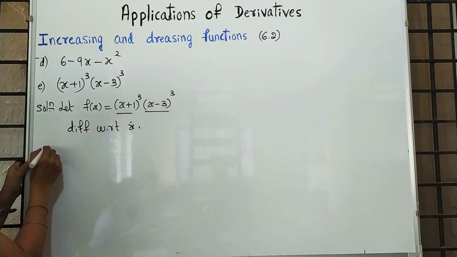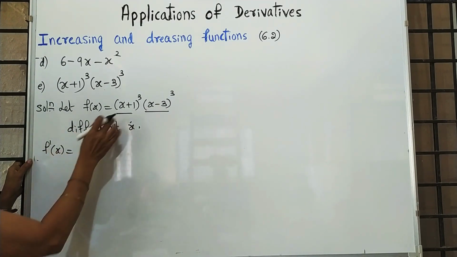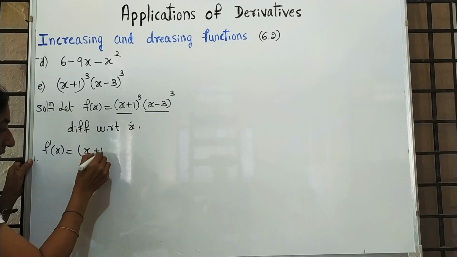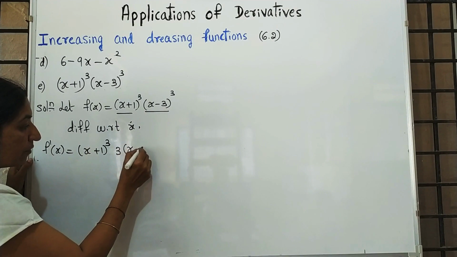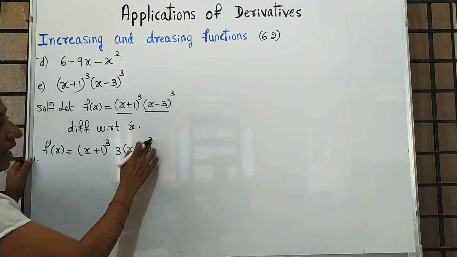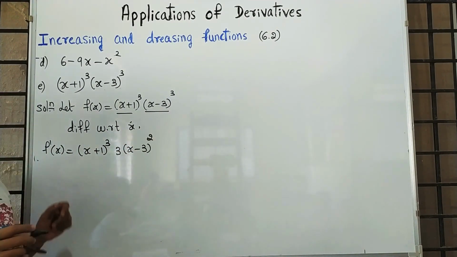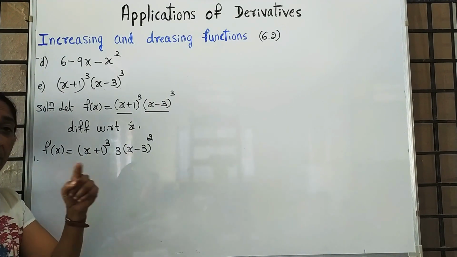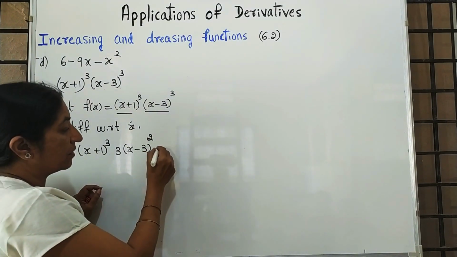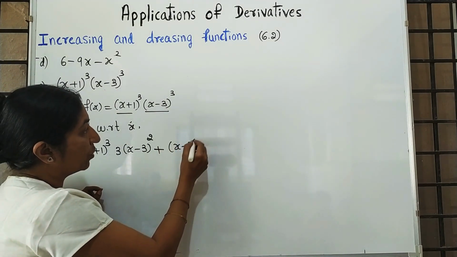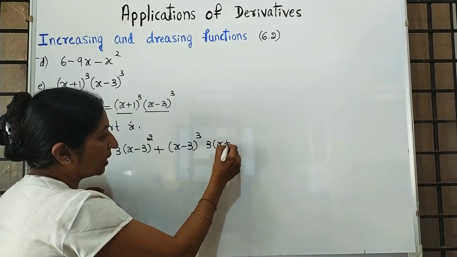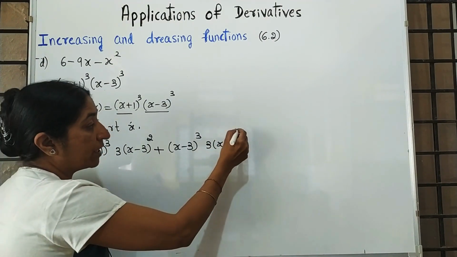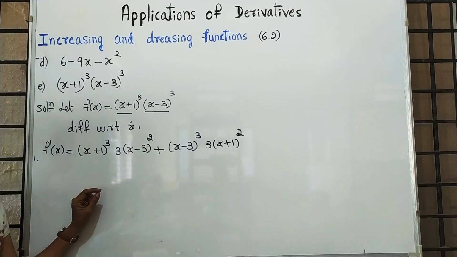with respect to x. f dash of x is equal to, first function keep as it is. What is the differentiation of x minus 3 whole cube? 3 into x minus 3 whole square. And no need to write differentiation of x minus 3, because differentiation of x minus 3 is 1. Plus x minus 3 whole cube as it is, into differentiation of x plus 1 whole cube, which is 3 into x plus 1 whole square. Already you are familiar with the product rule, that's why I am writing the step directly.